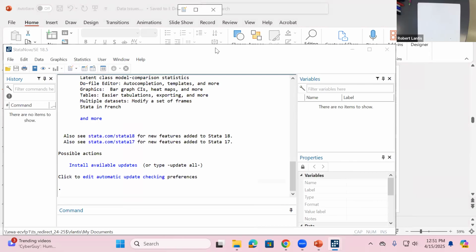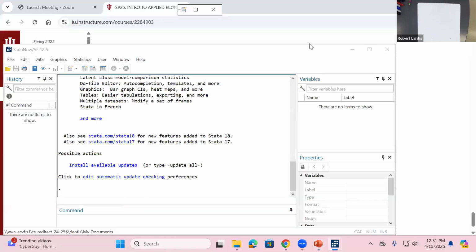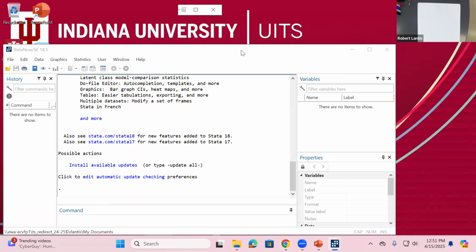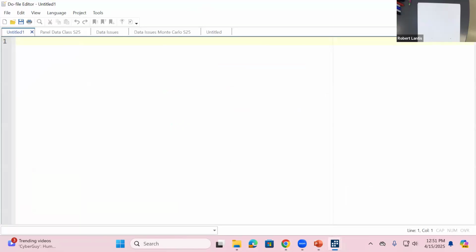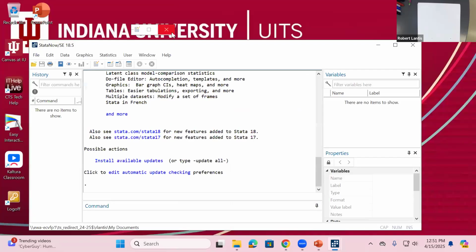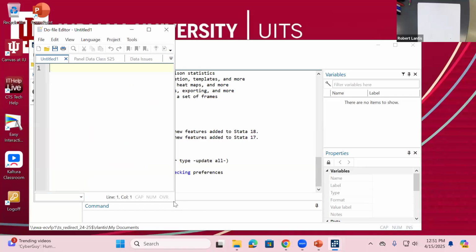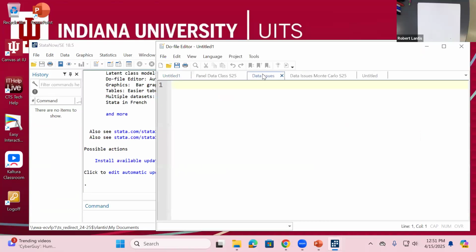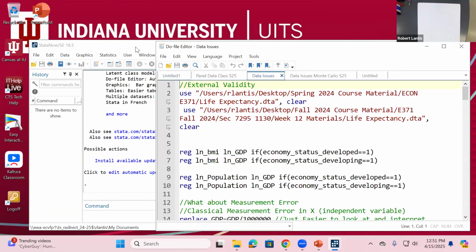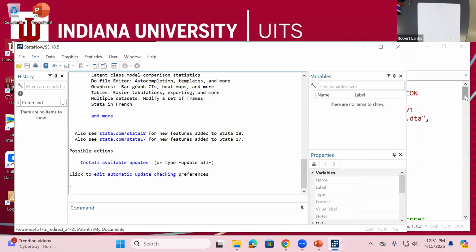So here I've got my do file editor somewhere. Where is it at? Oh, here it is. Oh, I want to minimize this. Why is this being a headache for me right now? There we go. All right, so I've got a bunch of different things pulled up, but what we're looking at is this data issues do file that we were looking at last class.